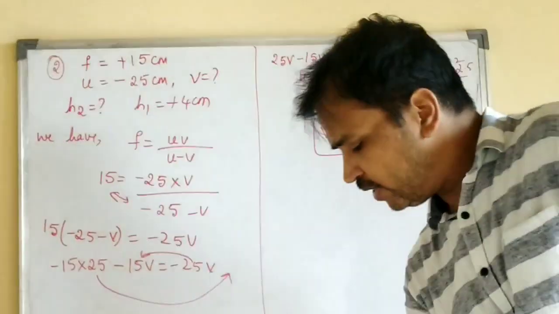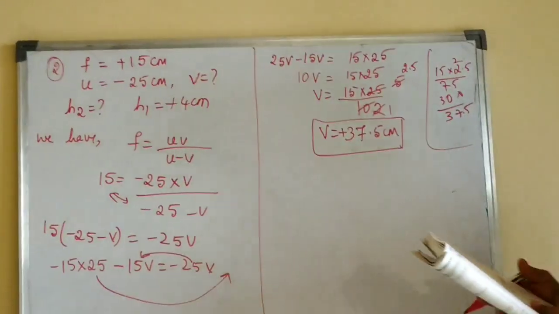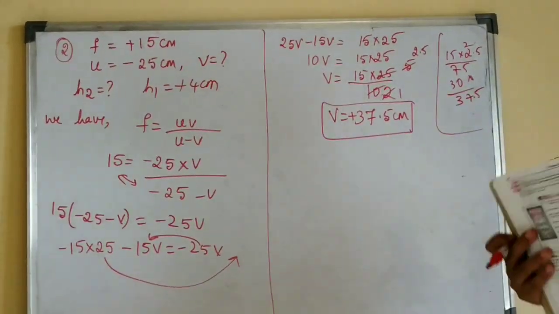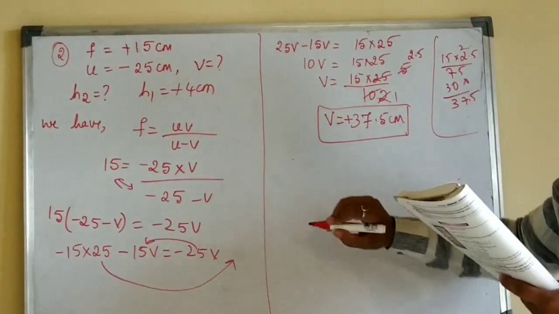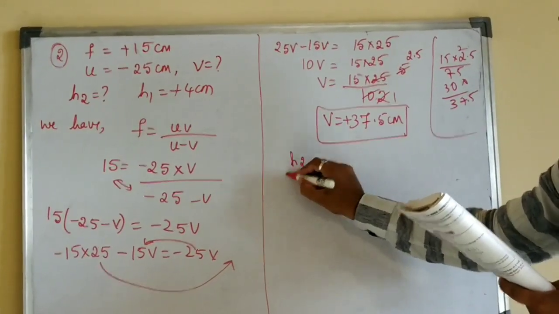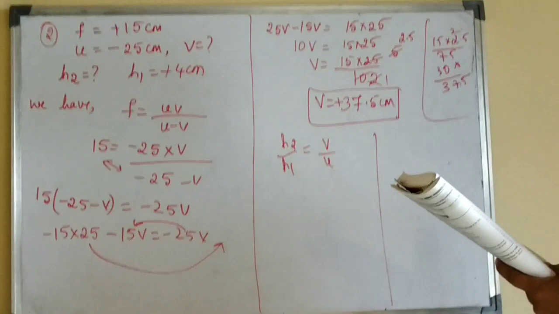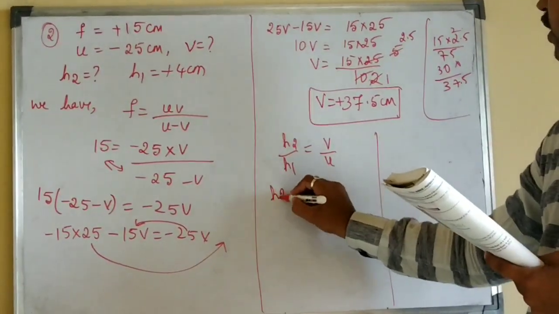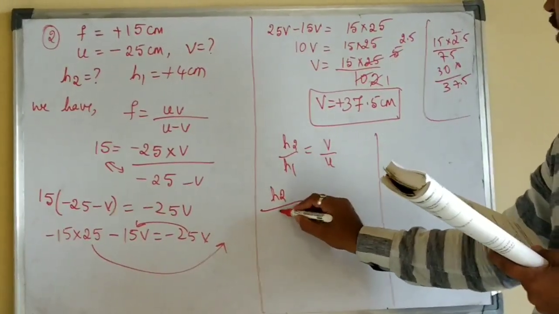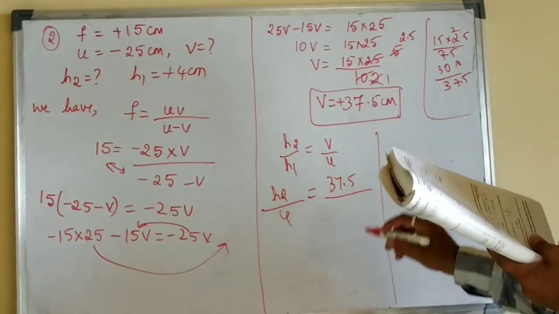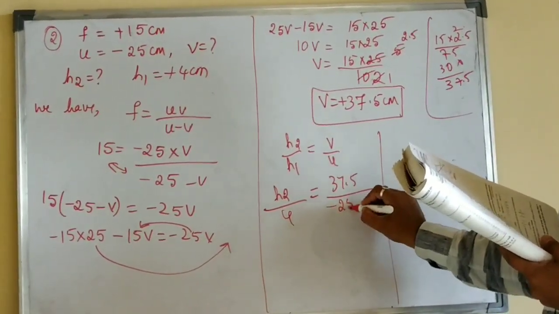Now you got the image distance. Now you have to find the value of H2. You know that H2 by H1 is equal to V by U. We don't know H2, but H1 is given, that is 4. So H2 by 4 is equal to V, 37.5, by U, that is minus 25.